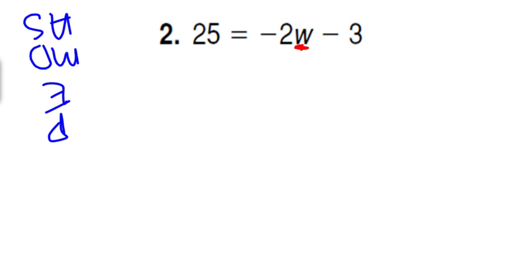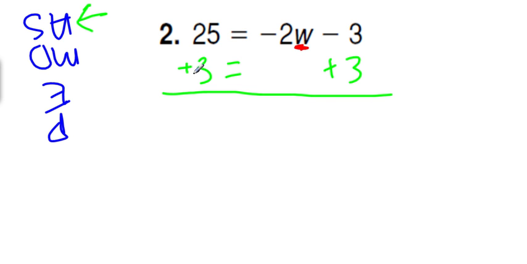Copy. Okay. So we start with the plus or minus. Because we need to get rid of this. How do we get rid of -3? We have to add 3. If we add 3 to one side to keep equality the same, we have to add 3 over here. So 25 plus 3 is 28. -3 plus 3 is nothing. We bring down the -2 W's. -2W equals 28.